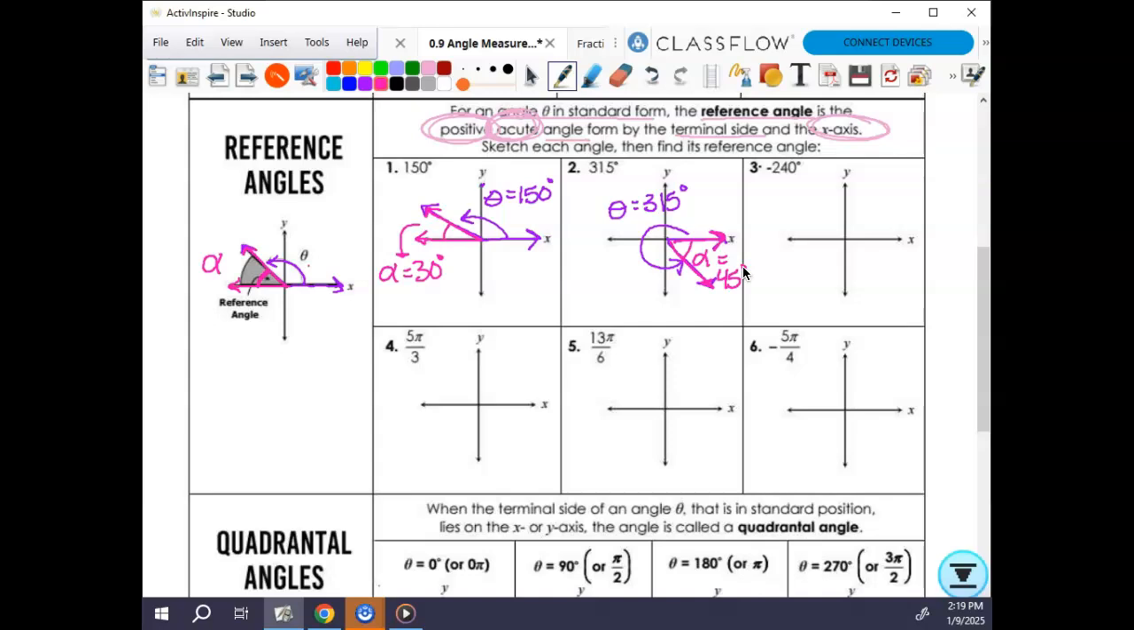Everybody okay with that? All right, so now I have a negative 240. I'm going to start here. It's negative, so I've got to go clockwise. Get to here, that's negative 180. How much farther would I have to go?